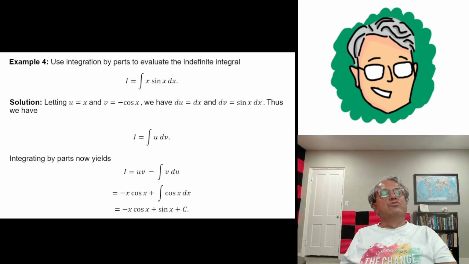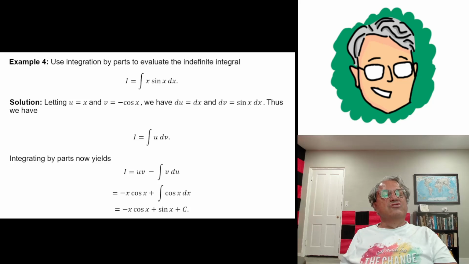And a very similar one I'm going to finish with. How about the integral x sine x dx? Same idea, really. So now, again, we're going to let u equal x. This time we're going to let v equal minus cosine x, because the derivative of minus cosine x gives you sine x, which is dv. So dv is sine x dx. That means v is minus cosine x.